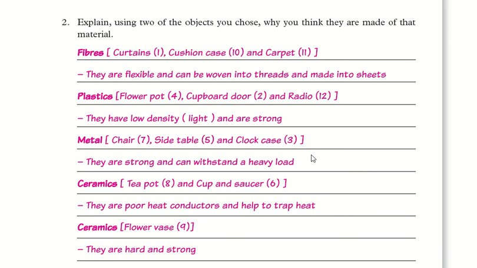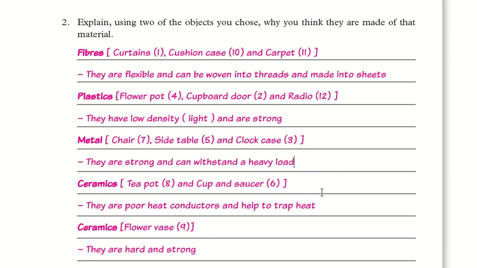And for metal, if you have chosen materials that are made out of metal, then we can talk about how these things that are made of metals are very strong and they can take a lot of weight, so they can withstand a heavy load. So this is what heavy load means. If you have a chair that is made of metal, you can sit on it, the chair will not break. That's why the legs of the chairs in school usually are made out of metal and not plastic.